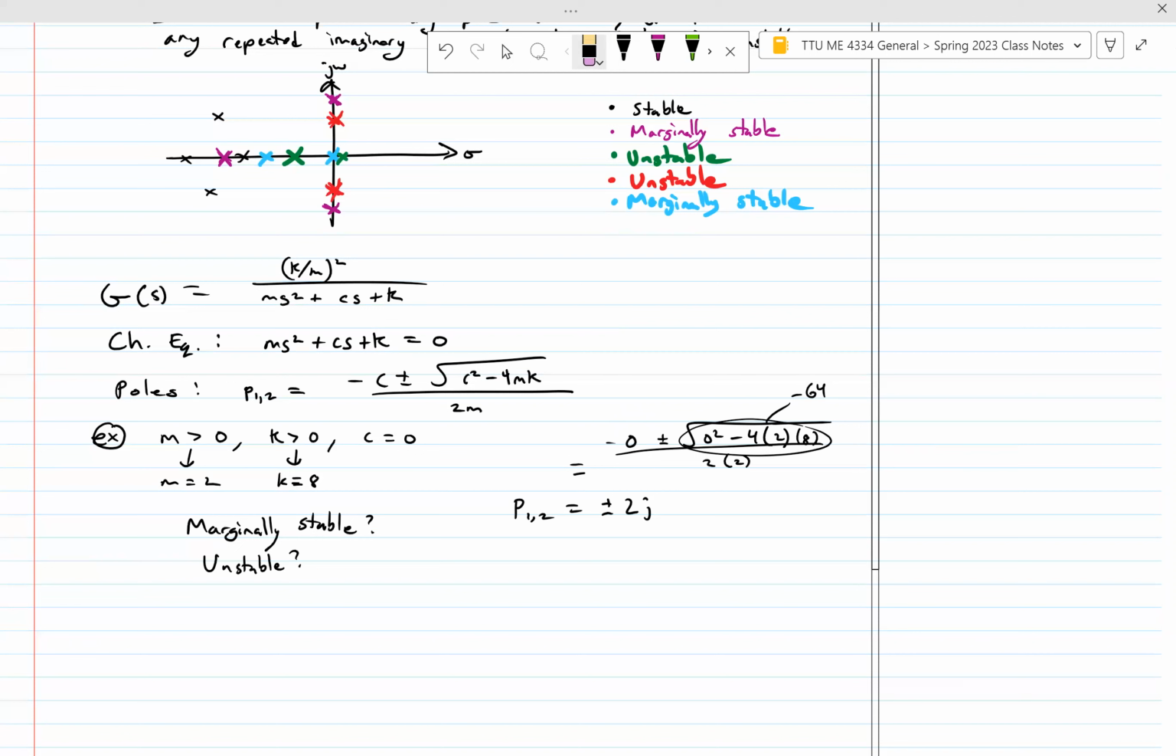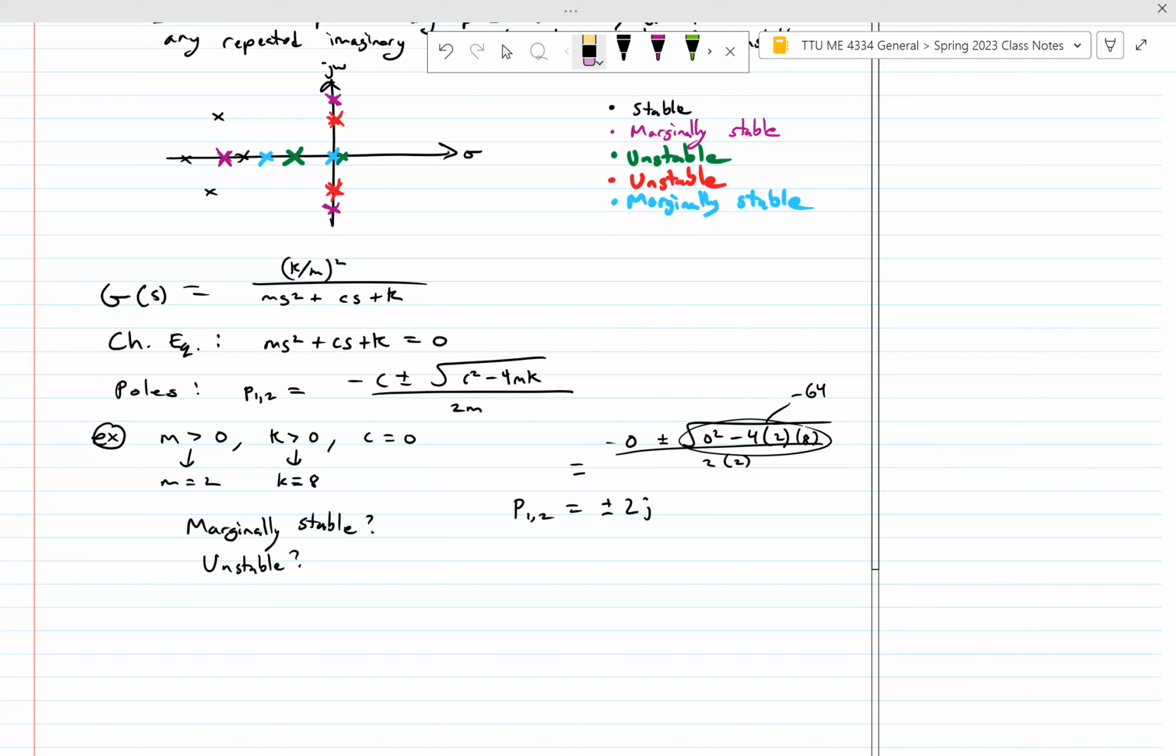And so if we were to see this system respond for a free response or an impulse response, in this case, we've talked about it, it would be oscillatory, because we have those imaginary poles in our system. Okay. Any questions about that first one there?